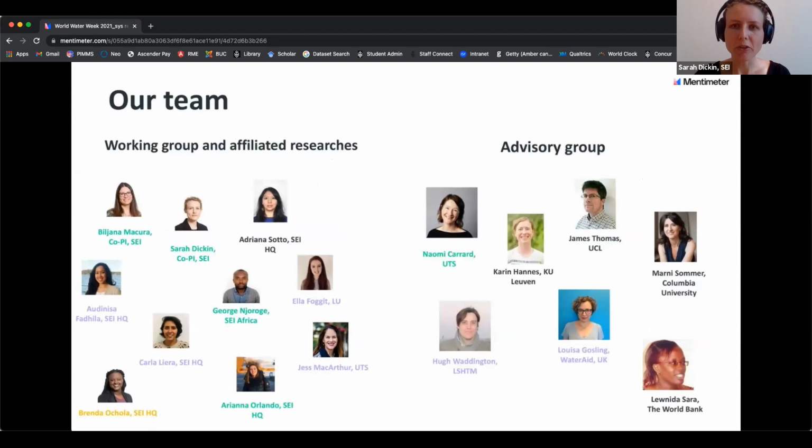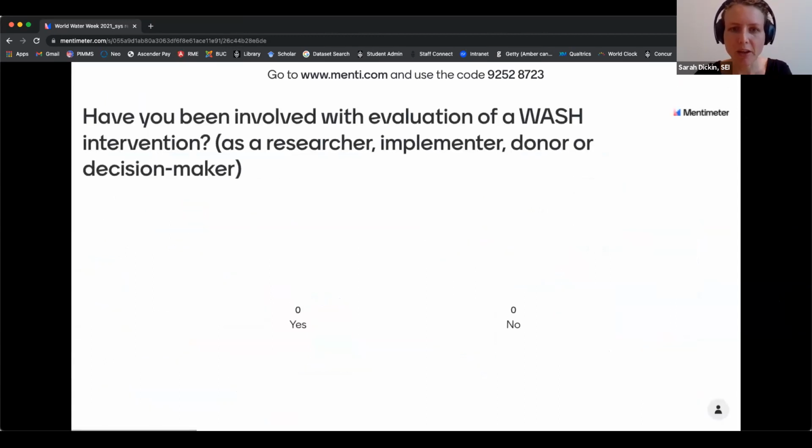So I'm just going to quickly introduce you to the team. On the left here, we have the team who's been conducting the review, like screening articles. And then on the right, we have our advisory board who have been providing critical support for the direction of the review. The names highlighted in green are presenters today: Biljana Makura, George Noraje, Ariana Orlando, Naomi Carrard, and then breakout groups, we have Odenisa Fadhila, Jess MacArthur, Ella Foggett, Hugh Waddington, and Louisa Gosling. We also have our communications expert, Brenda Ochola, shown in yellow. And you'll be meeting the team members throughout the session today.